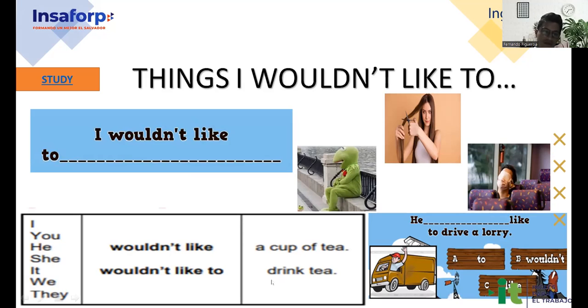Entonces, lo que va a agregar es un infinitivo. Entonces ahí se tiene que agregar el to. You wouldn't like to drink tea. Porque podría decir, I wouldn't like to drink tea. She wouldn't like to drink tea. Or she wouldn't like a cup of tea. No podría decirle she wouldn't like to a cup of tea, porque no sigue un verbo, un infinitivo, sino un sustantivo. Nada más tener cuidado con eso.